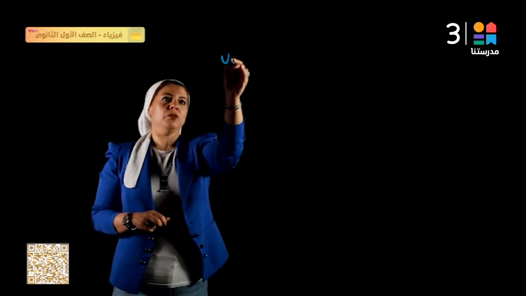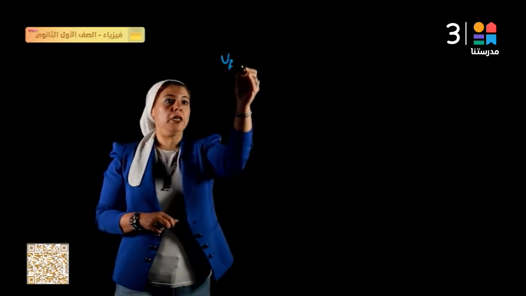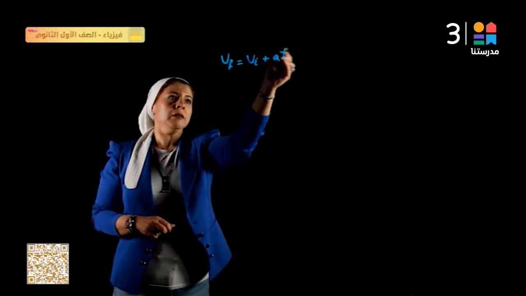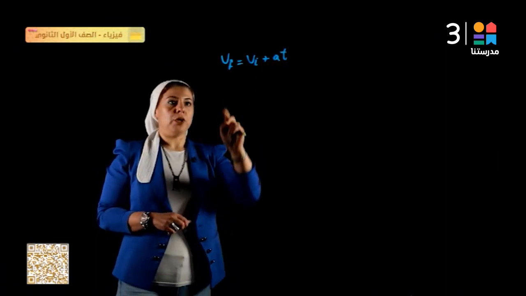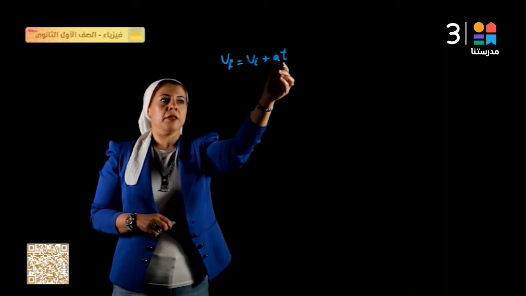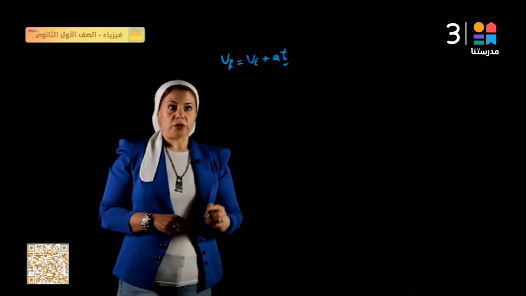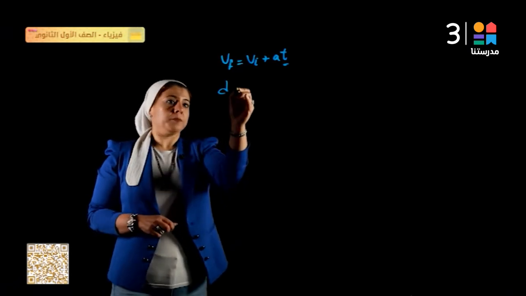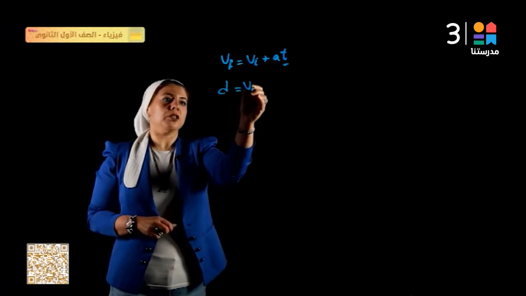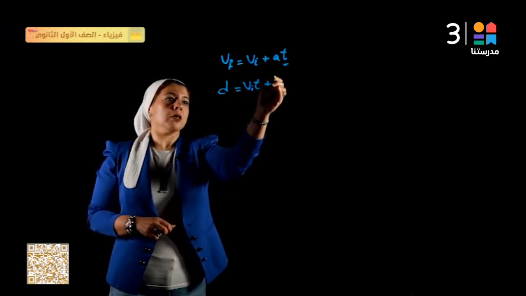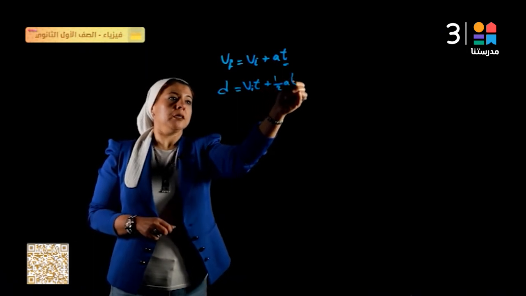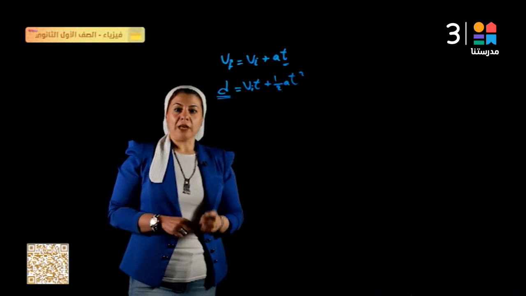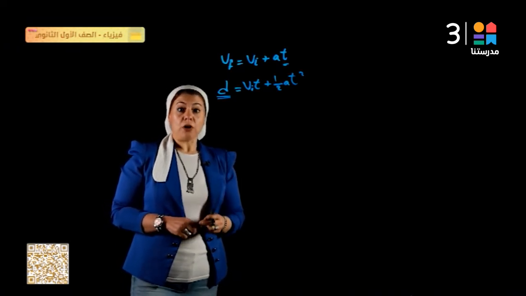The first equation is V final equals V initial plus AT, and this is the relation between the final velocity and the time taken during the motion. The second equation represents the distance, which is equal to V initial T plus half A T squared; D is the total covered displacement during the motion of the object.